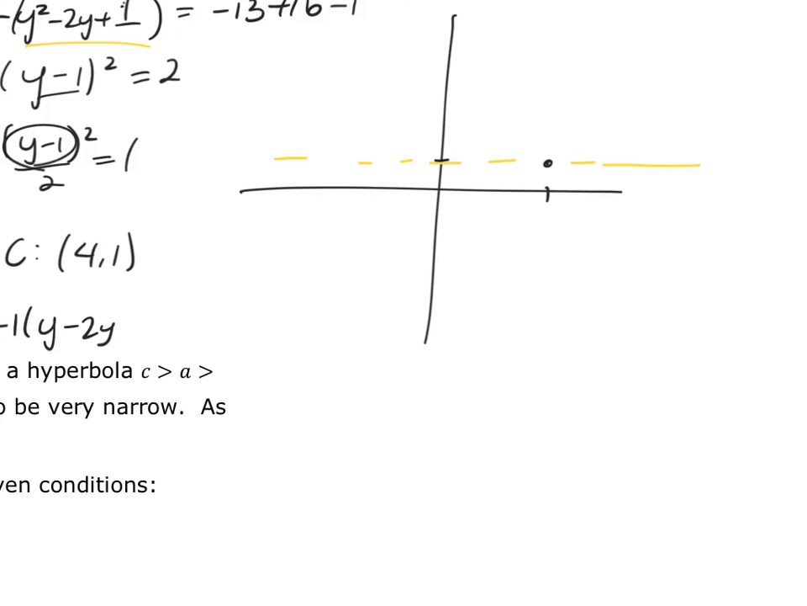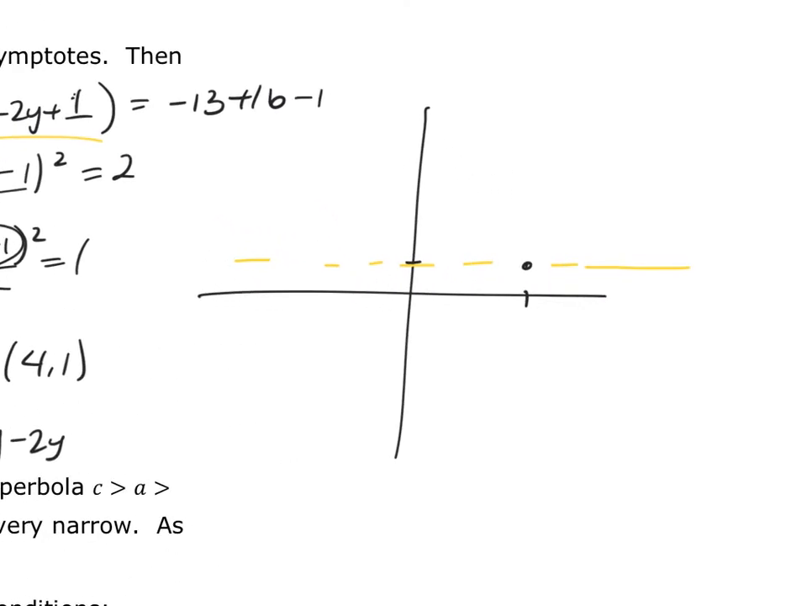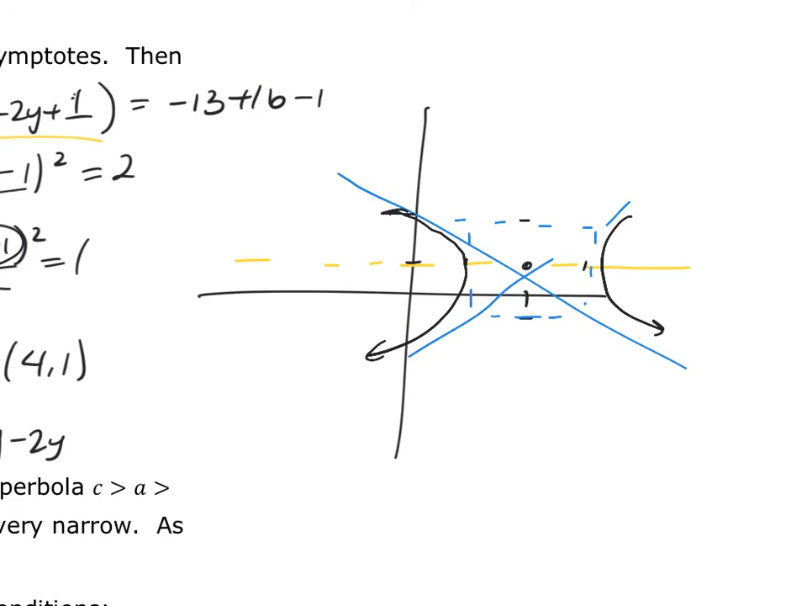All right, moving back to here, I am going to go in each direction. I am going to go the square root of 2 in each direction. So I'm going to go square root of 2, square root of 2, square root of 2, square root of 2, draw my box. Be the best, quickest box ever. Do you see how great that box was? Here's my hyperbola, give or take.